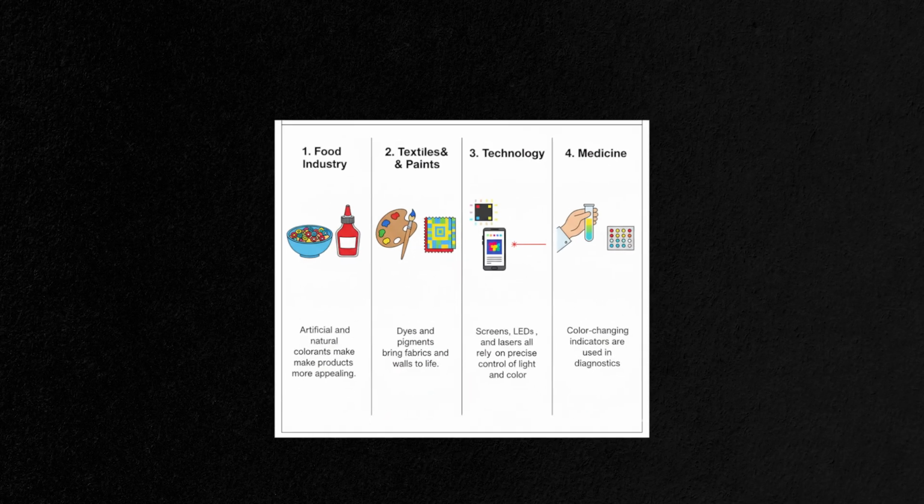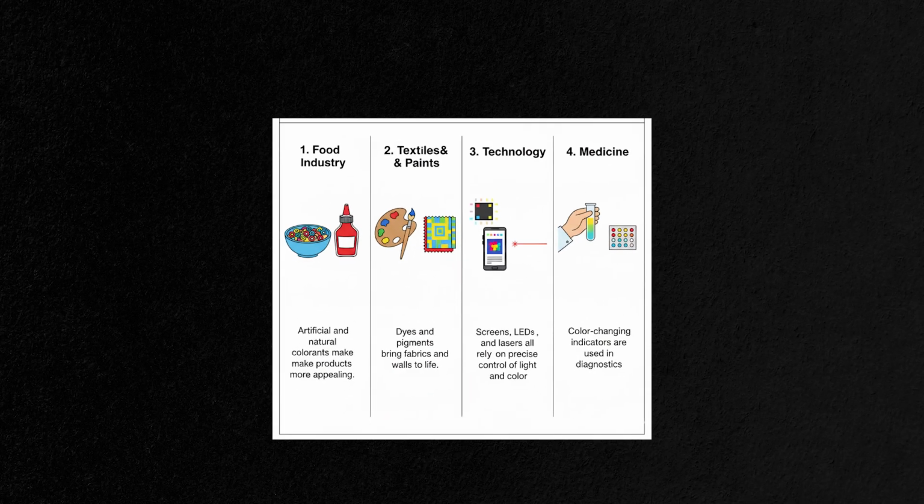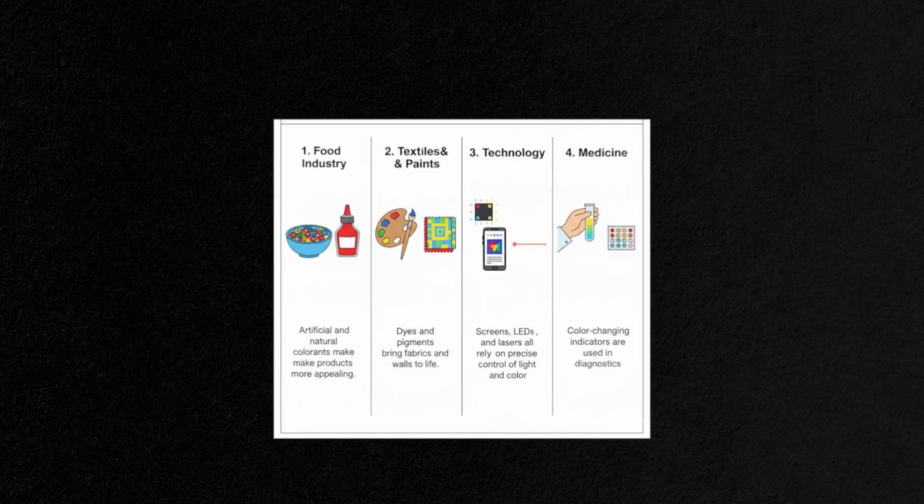In human use, color chemistry is everywhere. Food industry: artificial and natural colorants make products more appealing. Textiles and paints: dyes and pigments bring fabrics and walls to life. Technology: screens, LEDs, and lasers all rely on precise control of light and color. Medicine: color-changing indicators are used in tests and diagnostics. Even art owes its vibrancy to centuries of experimenting with minerals, plants, and synthetic pigments.